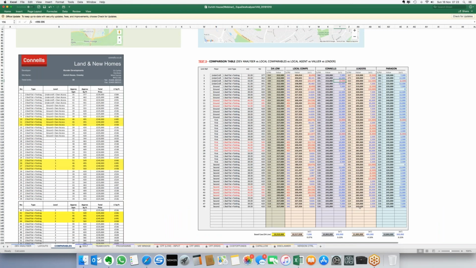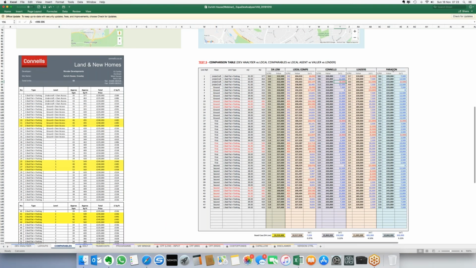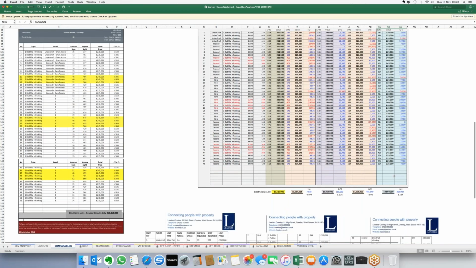Enter all the details in, and again, we've got the opportunity to do the delta view as well, which is very useful stuff. There's one more, Paragon. They are the potential lender, senior debt lender for the site. They work quite closely with Connells and are happy to rely on Connells numbers. So for the purpose of this exercise, I've just put the lender valuation numbers in there as well, which is on the basis of the Connells numbers.